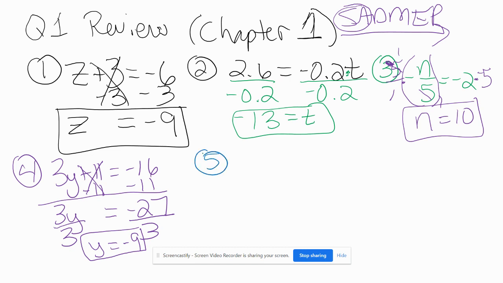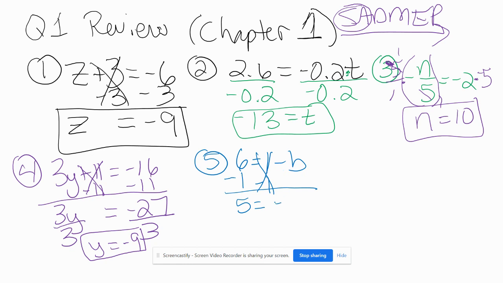For number 5, we start with moving this 1. Now remember, we can't look at the fact that it's minus b. We have to look at what this 1 is. This 1 is positive. So the opposite is a negative 1 or subtracting 1. 6 minus 1 is 5. 1 minus 1 is 0.